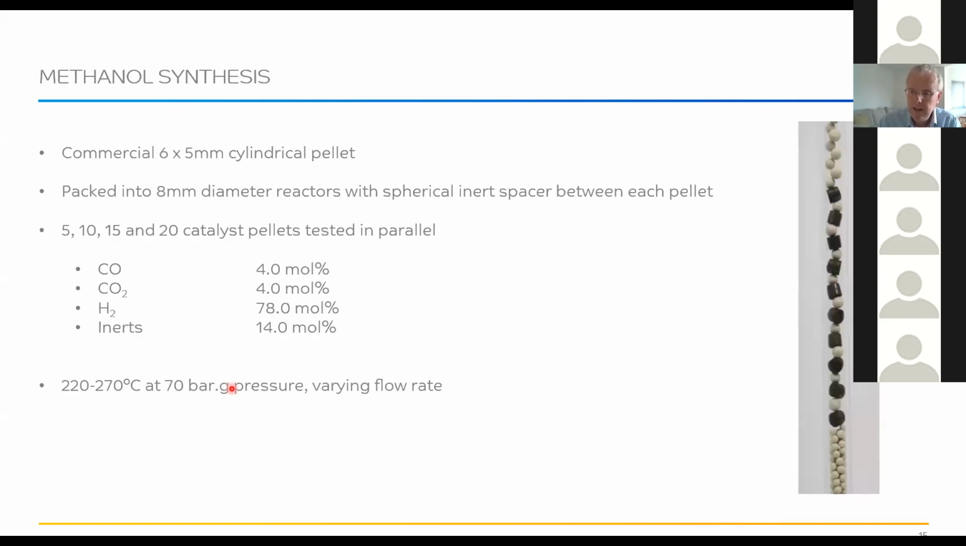So how this actually looks in the reactor, this is a mock-up of a reactor tube, and here what you can see is the individual pellets. There's 10 pellets in this case, separated by an inert sphere, and this is held inside the reactor furnace. So the pellets are 6 millimeter diameter in an 8 millimeter diameter reactor.